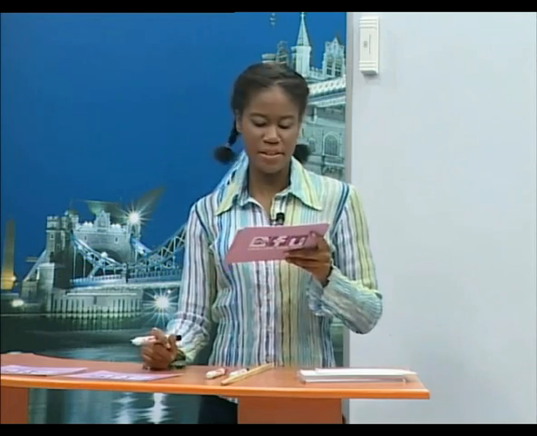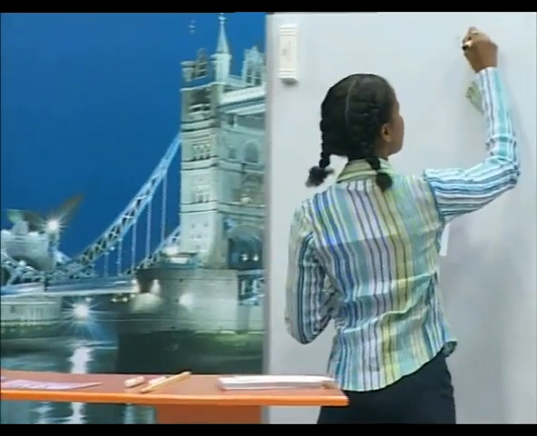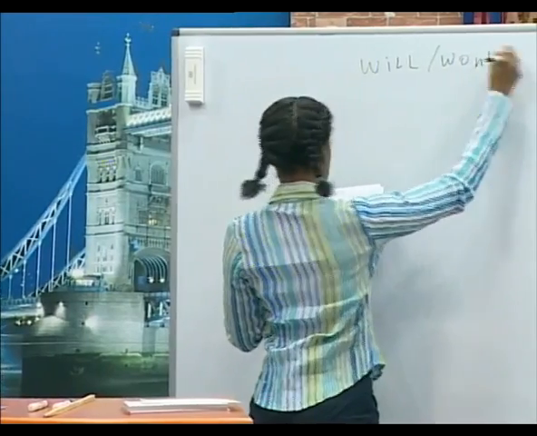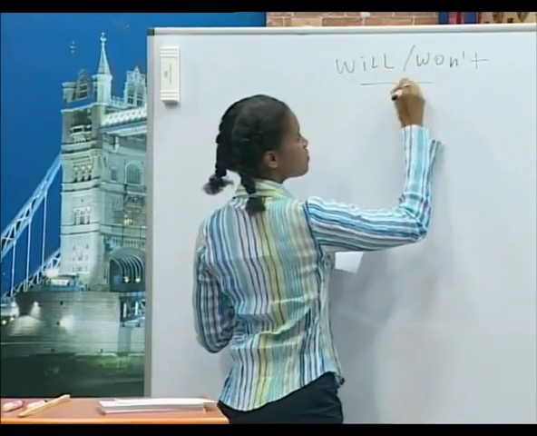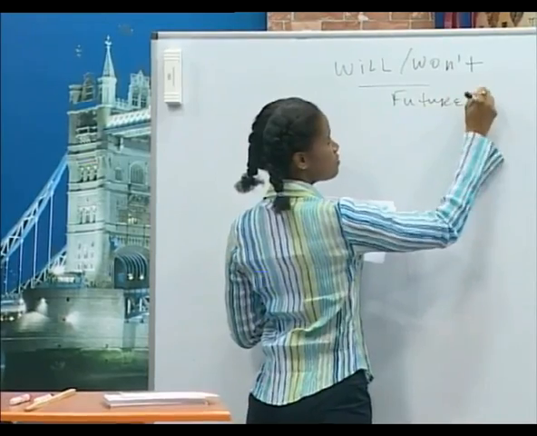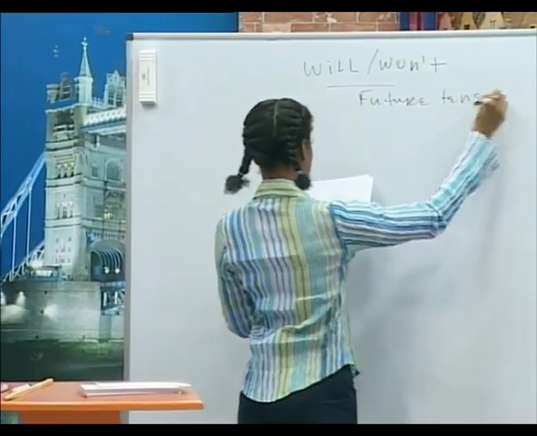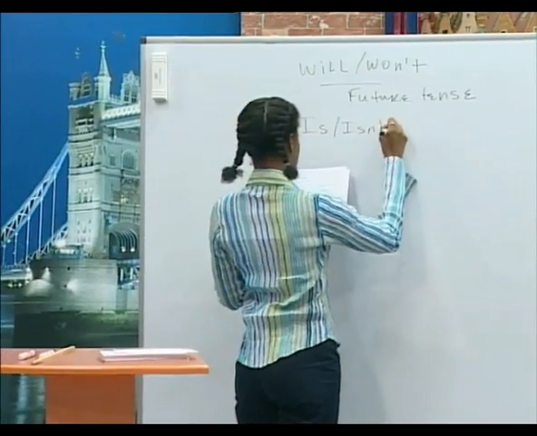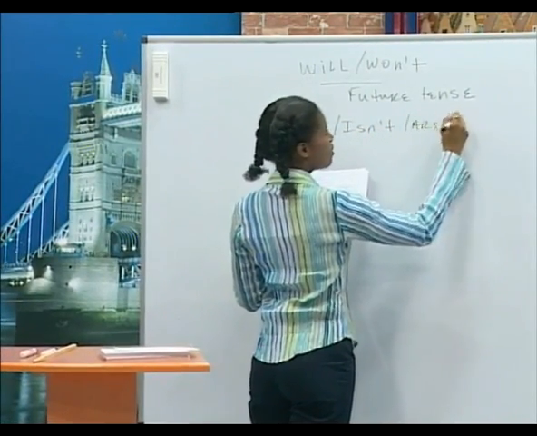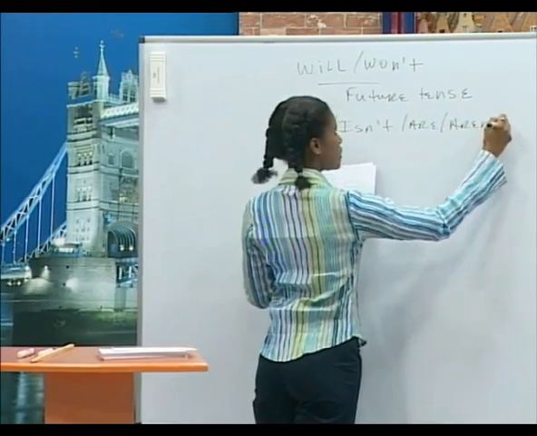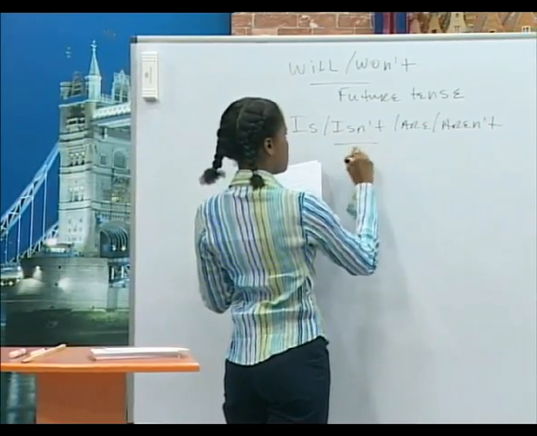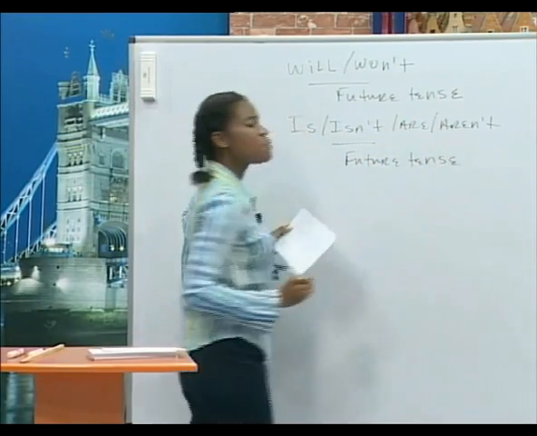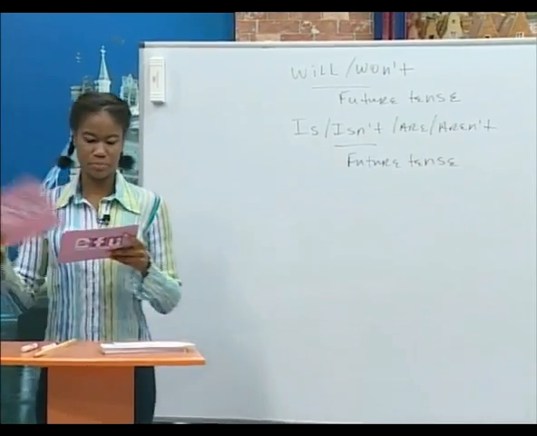Now, for the future tense, will and won't are used in question tags. This is for the future tense. Now, is, isn't, are, and aren't can also be used for the future tense if the simple present is used to talk about a future action.